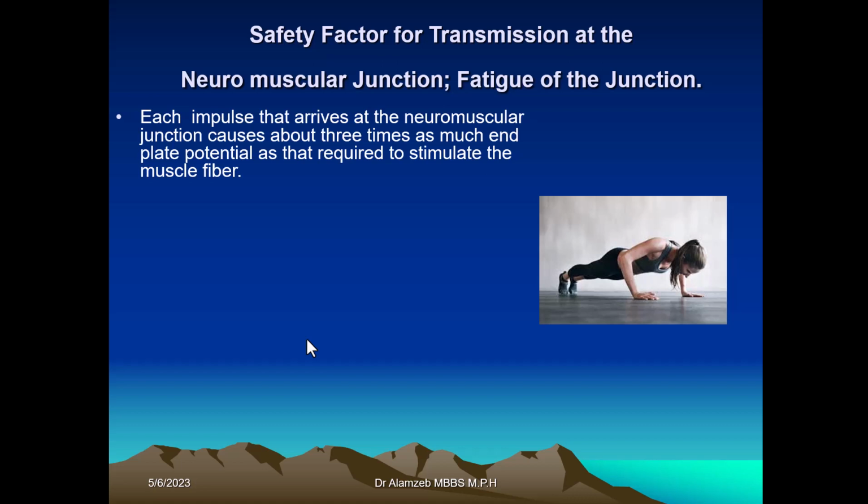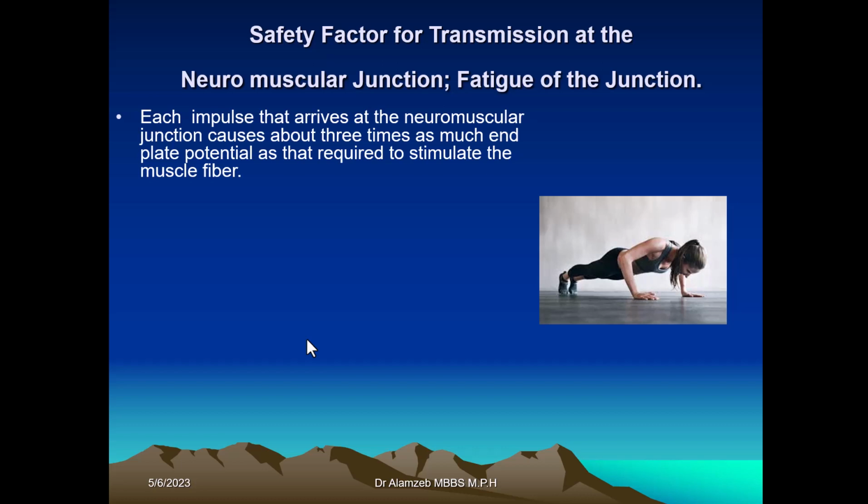Each impulse that arrives at the neuromuscular junction causes about 3 times as much end plate potential as that required to stimulate the muscle fiber. The action potential which arises at the end plate is 3 times greater than what is needed for the production of an action potential in the muscle. So this is the safety factor.